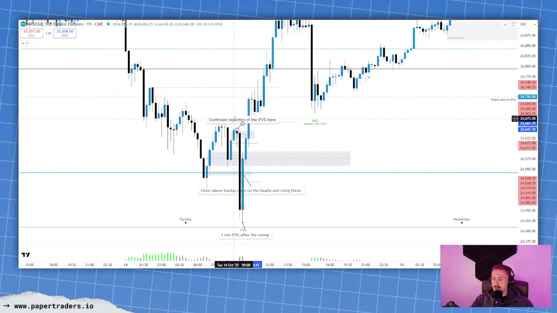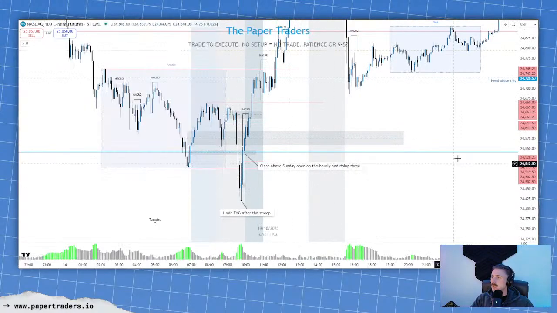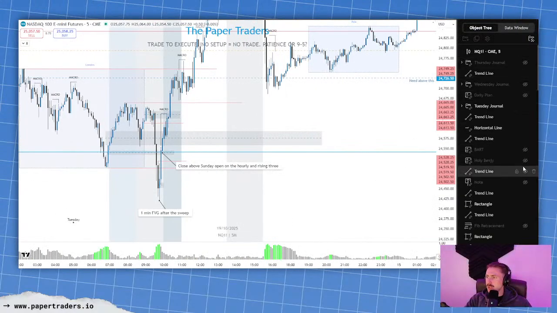So on the 15-minute, you can see how this 15-minute candle held the closing price of this previous candle. Then this candle held the closing price of that candle, so we continue to the downside right there. That was our Tuesday.